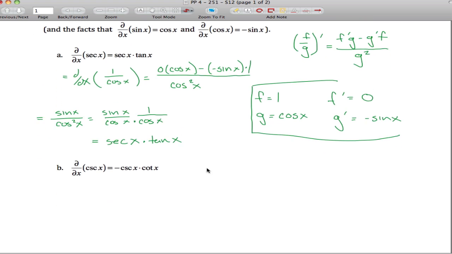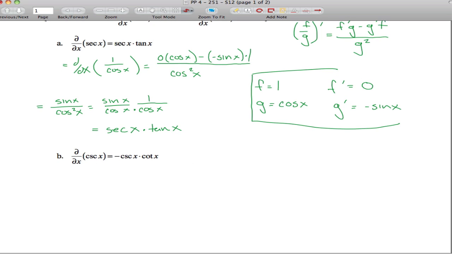Second one, kind of the same idea. Maybe I'll go a little bit quicker. We're trying to find the derivative of cosecant. Cosecant is equal to 1 over sine. So if we're going to use our quotient rule, we have f is 1, g is sine of x, f prime is 0, g prime, the derivative of sine, is cosine.